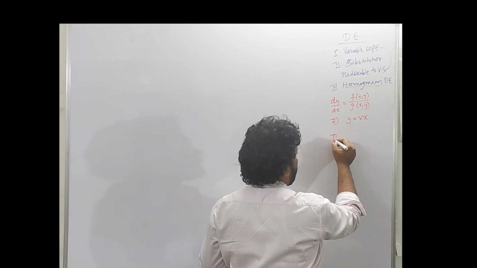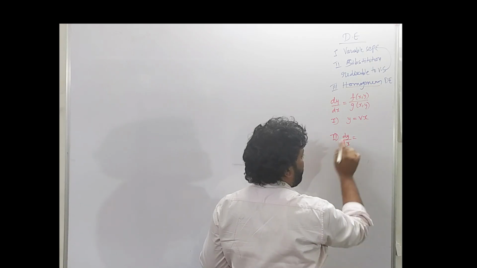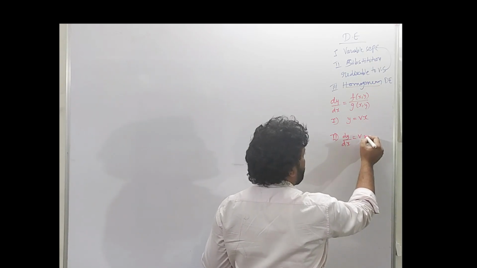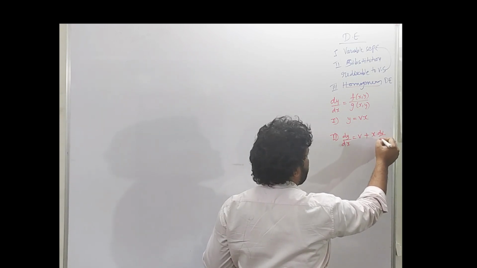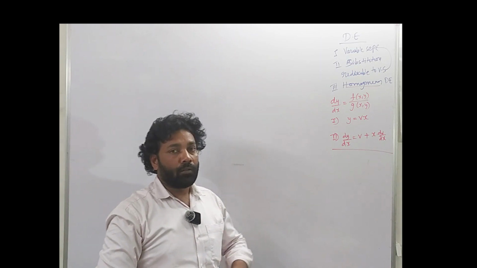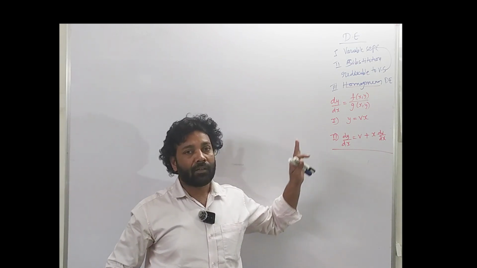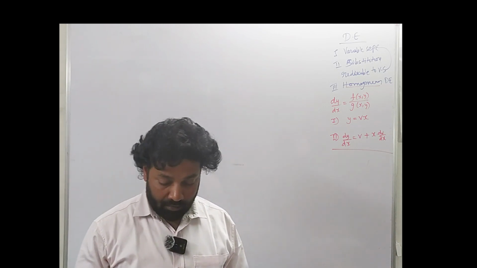And then the second step, the substitution for dy by dx: v as it is, differentiation of x is 1, plus x as it is, differentiation of v will be dv by dx. So if you follow these two steps, for sure you are going to get the solution of a homogeneous differential equation. Let's see some questions.